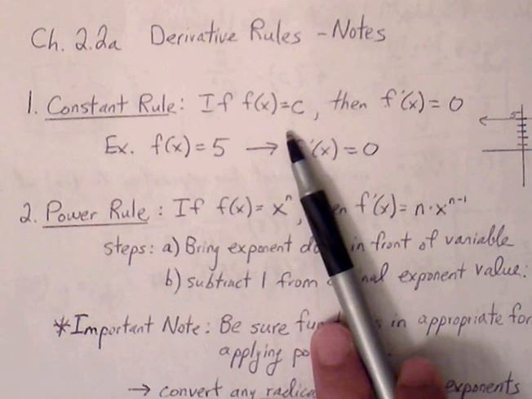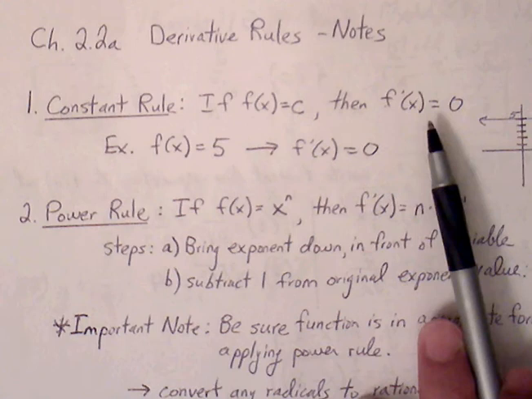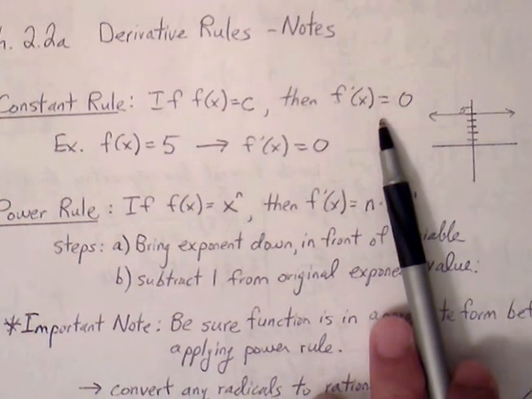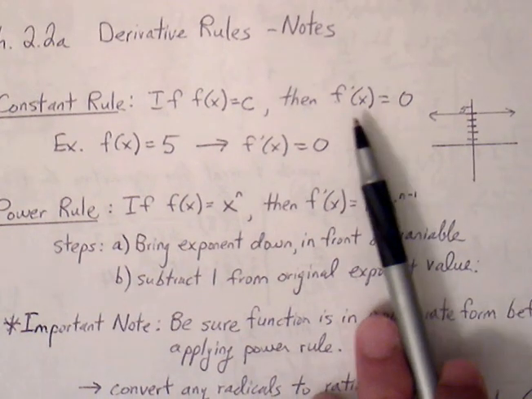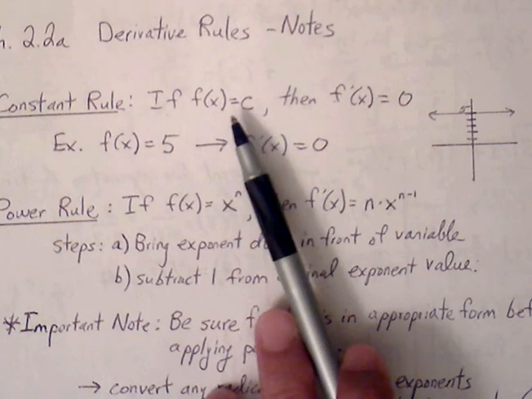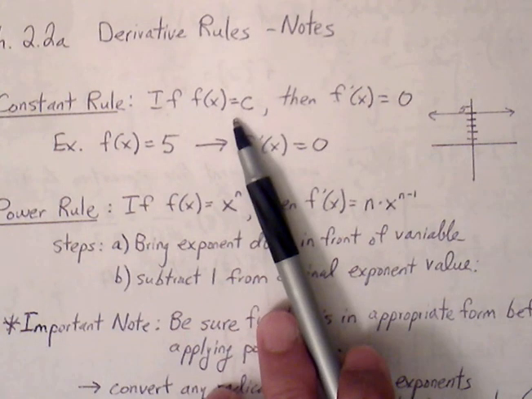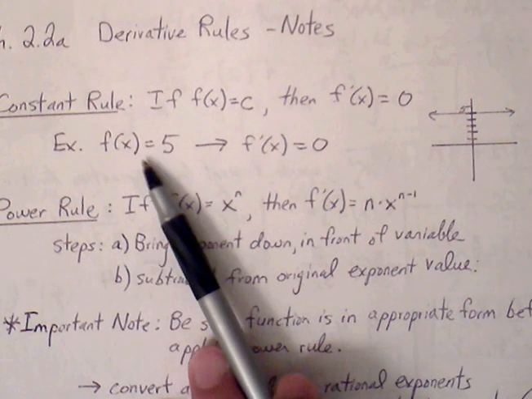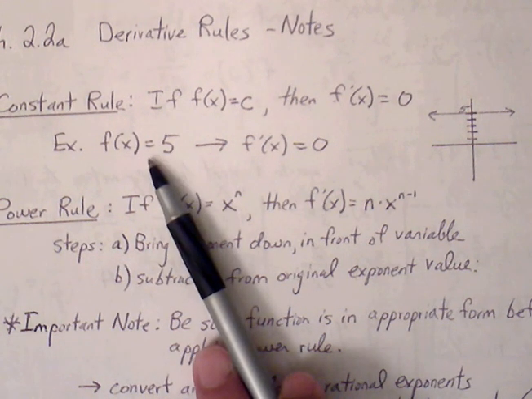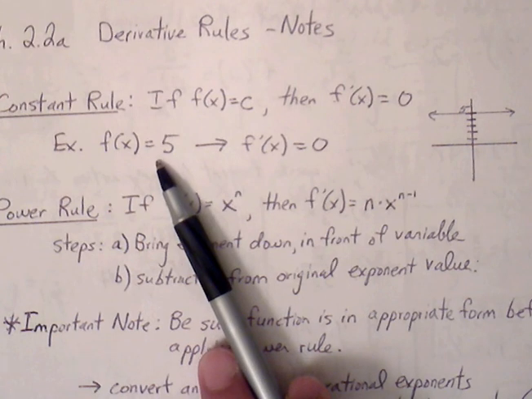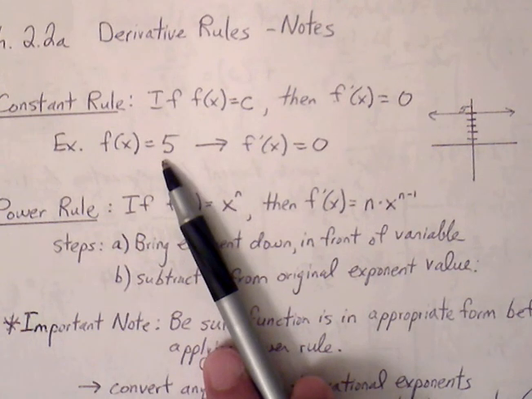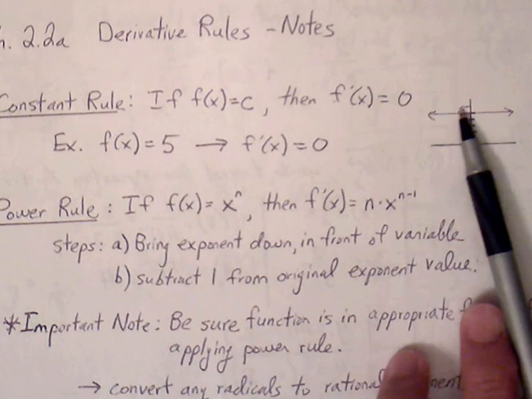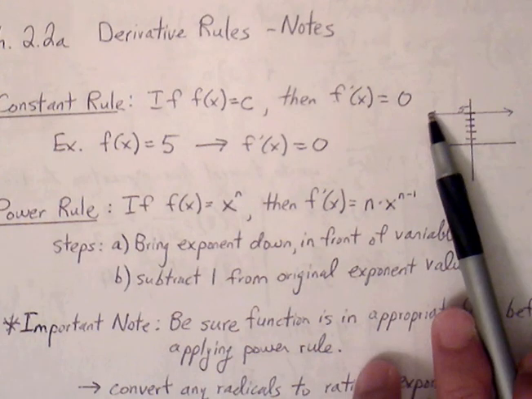If f of x equals c, then f prime of x is equal to 0. So in other words, let's say we had a constant function, or a function that is a constant. Let's say y is equal to 5. Now, if you think about y is equal to 5, this is going to be a horizontal line, and it is going to be going through the y-intercept of 5.